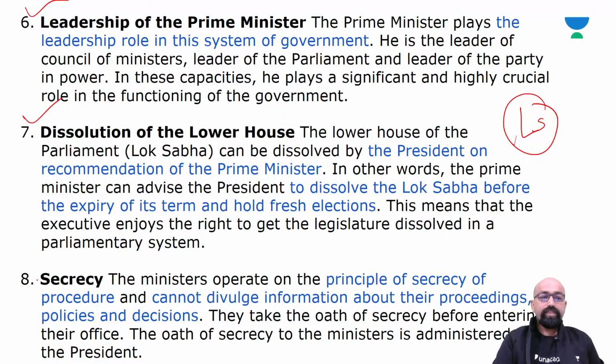Next feature is secrecy. Yes, secrecy. The ministers operate on the principle of secrecy of procedure and cannot divulge information about their proceedings, policies and decisions. They take the oath of secrecy before entering their office. The oath of secrecy to the minister is administered by the president.